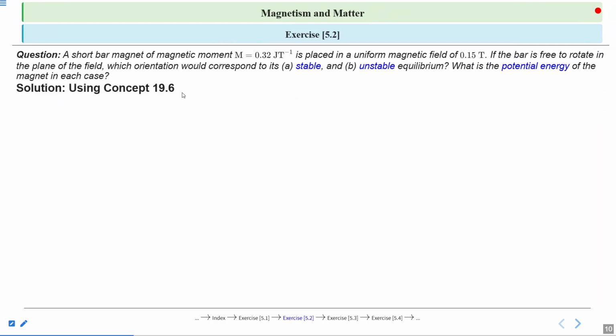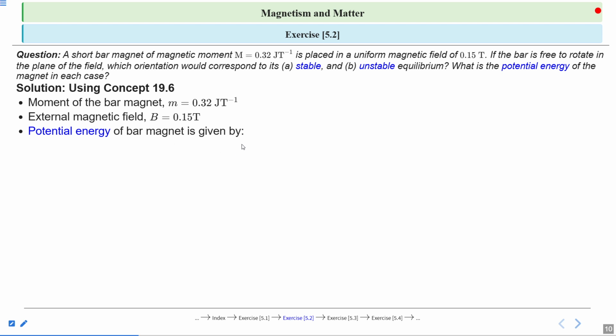So let's see the solution using concept 19.6. The moment of the bar magnet M is 0.32 joule per Tesla, and the external magnetic field B is 0.15 Tesla. We have derived the relation for the magnetic potential energy of a bar magnet: U_M equals minus M vector dot B vector, the negative of the dot product of the magnetic moment and magnetic field vector. NCERT equation 5.3.